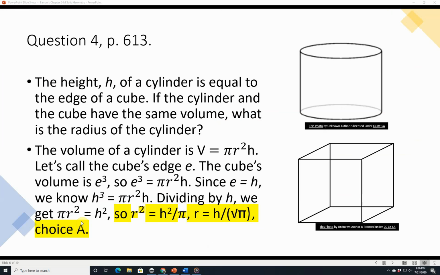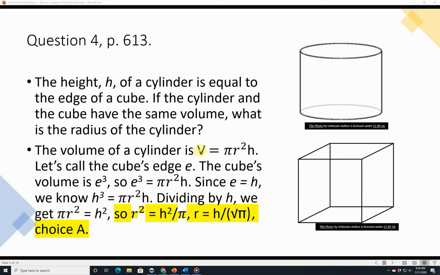Anyway, question 4, page 613. The height, h, of a cylinder is equal to the edge of a cube. Okay, so we can see the height of the cylinder, and that's going to be the same as this edge of this cube. These are just two drawings I got off the internet. This is probably not really equal to this, but oh well. Anyway, it's equal to the edge of a cube, so all of these in our world are equal to this. If the cylinder and the cube have the same volume, what is the radius of the cylinder?